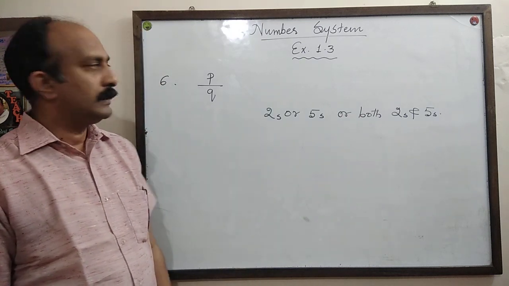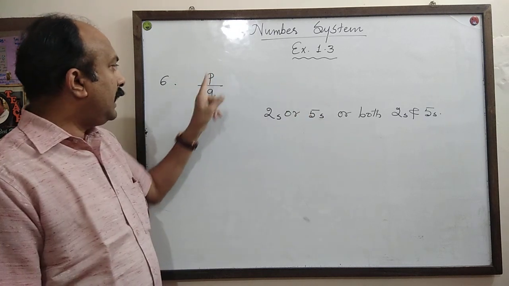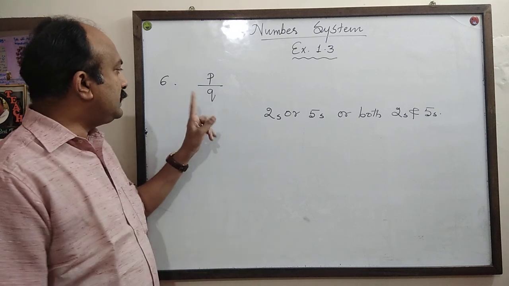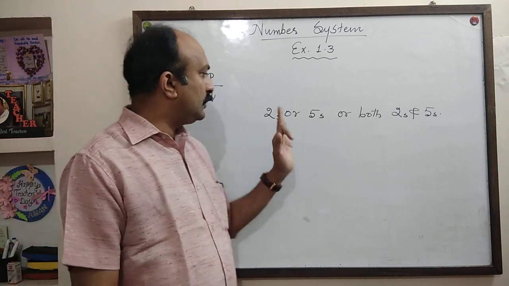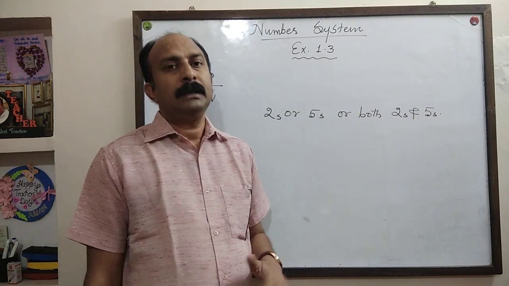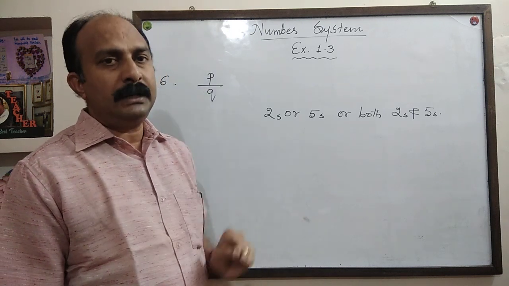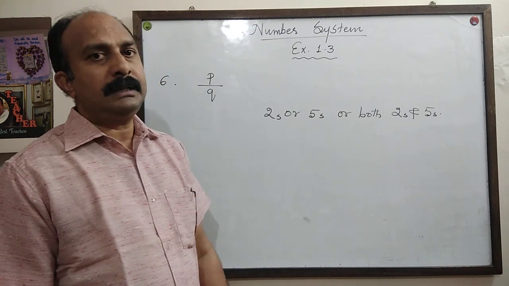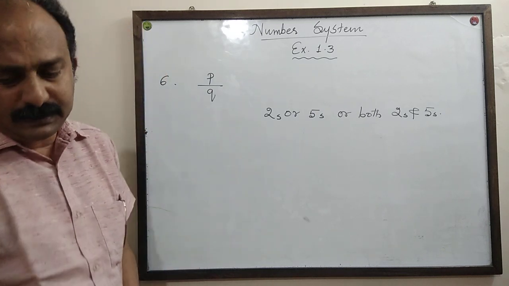This is a rule. If a rational number p upon q is a terminating decimal, provided p and q have no common factor, then its denominator will always have its prime factors as 2's or 5's or both 2's and 5's. This property will be repeated again in your class 10th mathematics under a special name also. So this is just an information. You will study it in class 10th as a special rule. So this is the answer of question number 6.